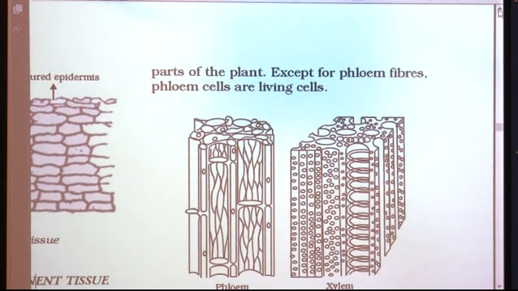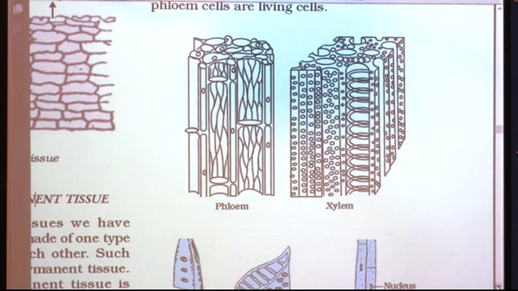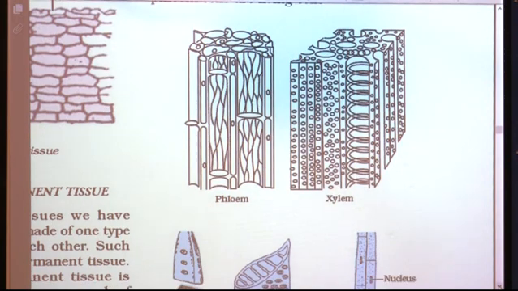Okay, so if the food is prepared just by leaves and if it goes only to the upper parts, then the other parts of the plant do not get food. But phloem transports food in both the directions, so that food can be reached to different parts of the plant. Except for phloem fibers, phloem cells are living cells. So phloem fibers consist of dead cells and they give strength, whereas the other three, that is sieve tubes, companion cells and phloem parenchyma, are living cells.